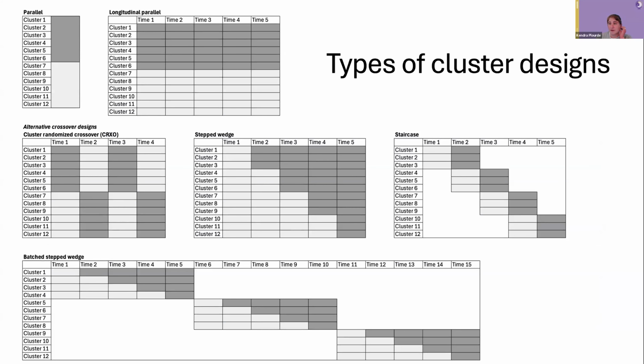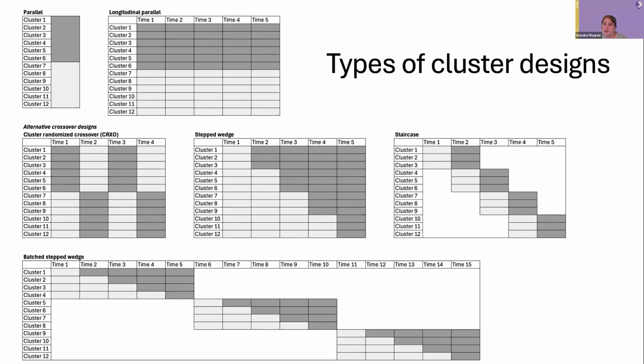So here, I just want to give a brief look at different types of cluster designs. The most basic is the parallel cluster randomized trial, where the dark gray is the treatment condition and the light gray is the control condition. So you have half of the clusters randomized to receive an intervention and half to receive the control. You could also have a longitudinal parallel trial where you're repeatedly sampling within each cluster over time. And then I have more complex designs.